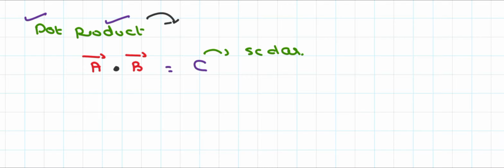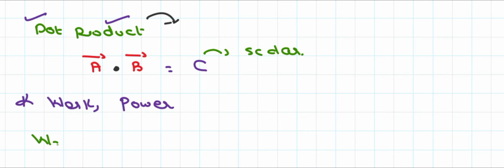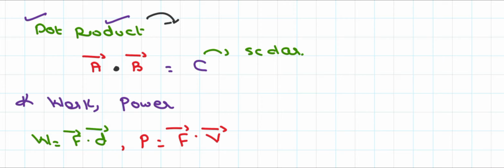The real life example of the dot product multiplication is nothing but work. Same case for power. Because the formula of work is W equal to force dot displacement. Force itself is a vector quantity as well as displacement. So if force and displacement multiply each other, we get the work. And similarly, power is equal to force dot velocity. Force and velocity are themselves vector quantities.